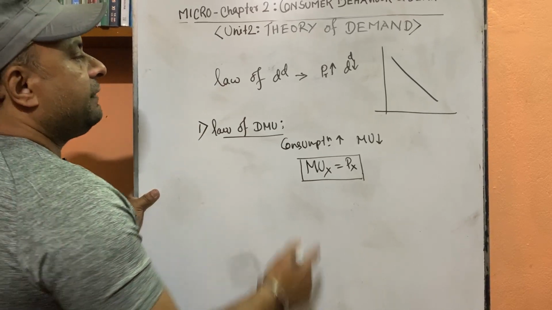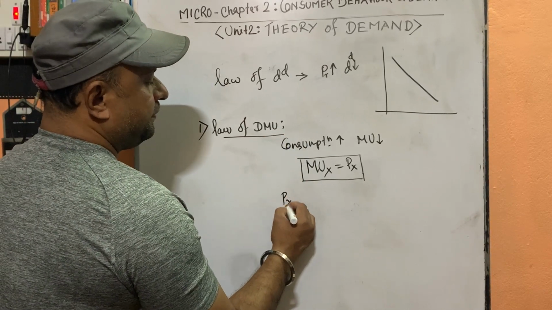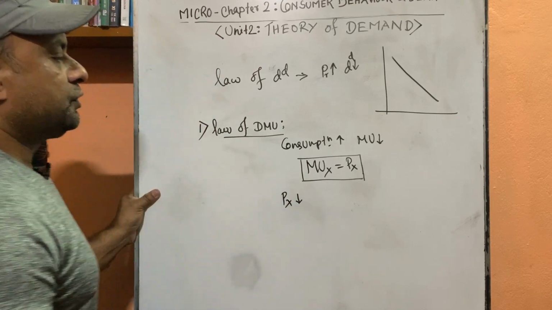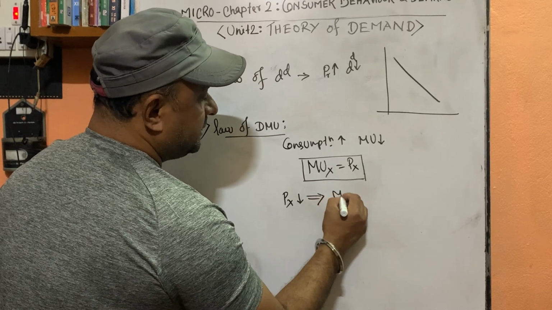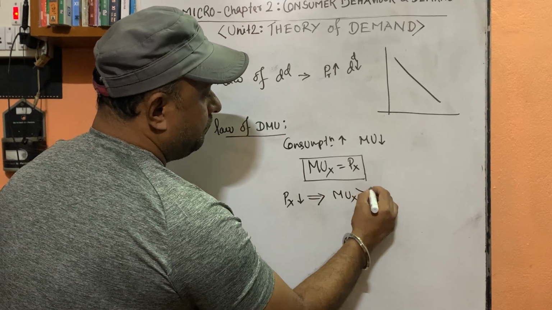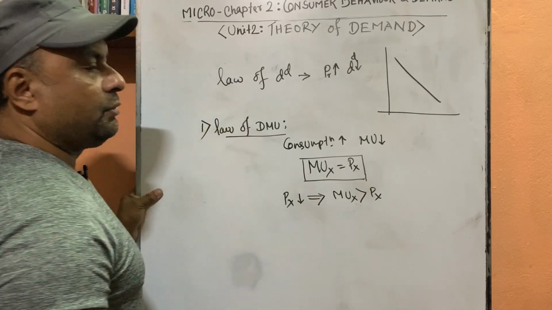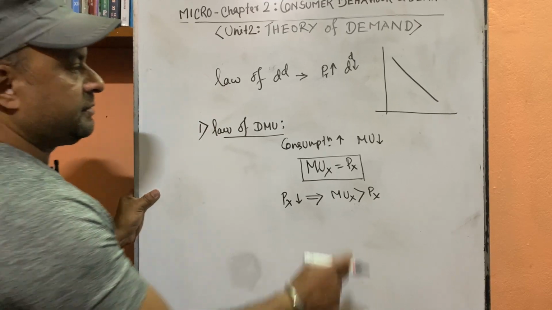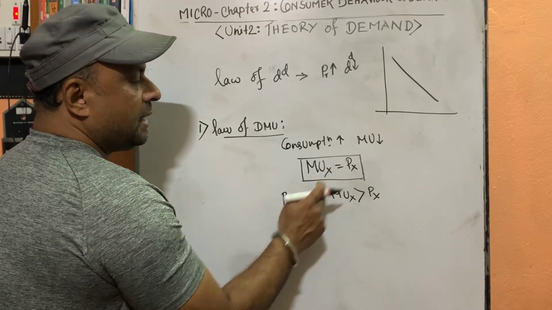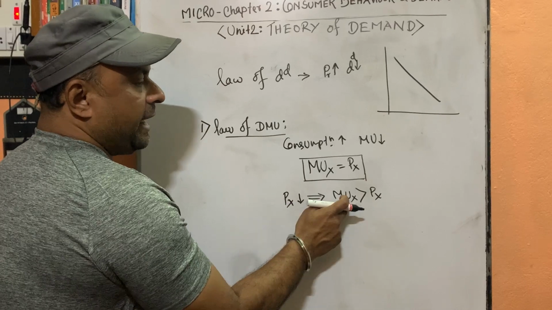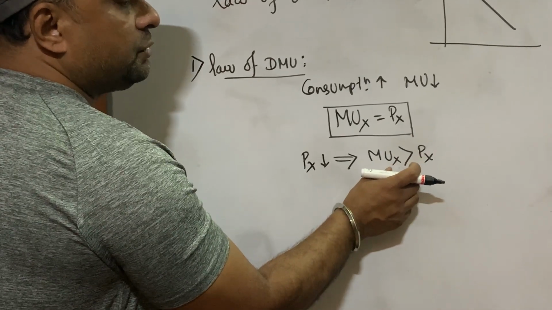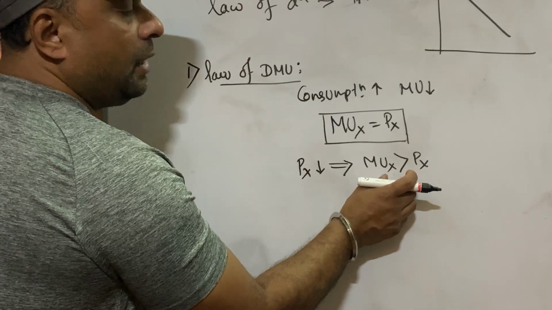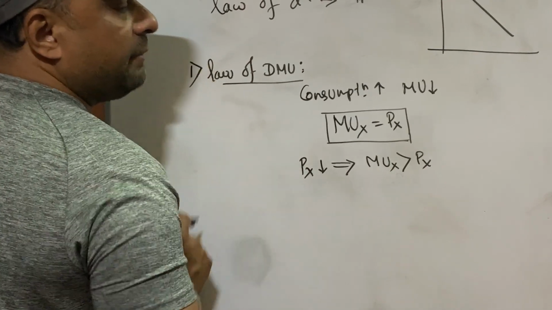Now if the price of the good decreases, suppose, then what happens? Then marginal utility becomes more than price, which means the consumer is now not in equilibrium. Equilibrium status is MUX is equal to PX. Now if price decreases, MU becomes more compared to price. So what does he have to do? He has to reach back to equilibrium again. How? By reducing the MUX.